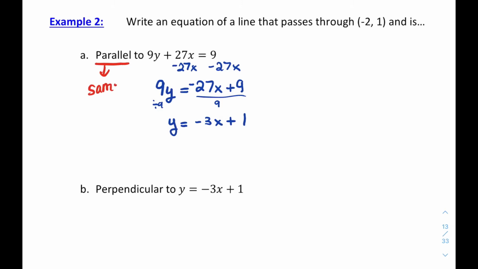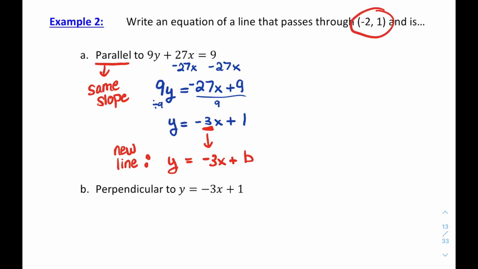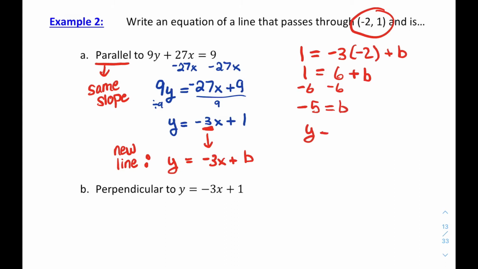Since my line that I'm trying to write the equation of is parallel to this one, it's going to have the same slope of -3 as this one does. So for my new line that I'm writing my equation for, I'm just going to go ahead and put y equals -3x plus b, because it's a different line, it's going to have a different y-intercept. I know it's supposed to go through the point -2, 1, so let's plug in those for my x and my y values. And then I can solve to figure out my y-intercept of this new line. So you're going to end up with -5, so y equals -3x minus 5.